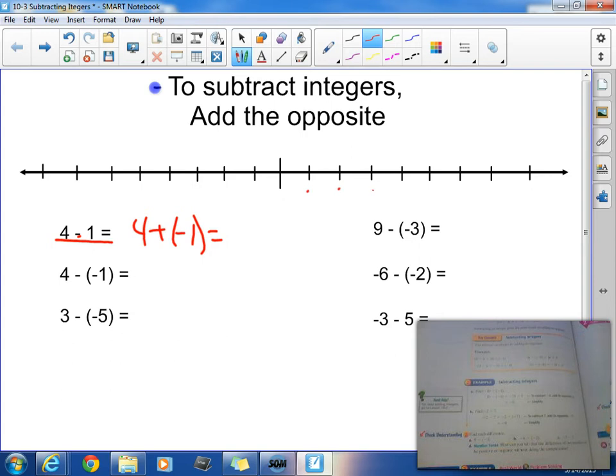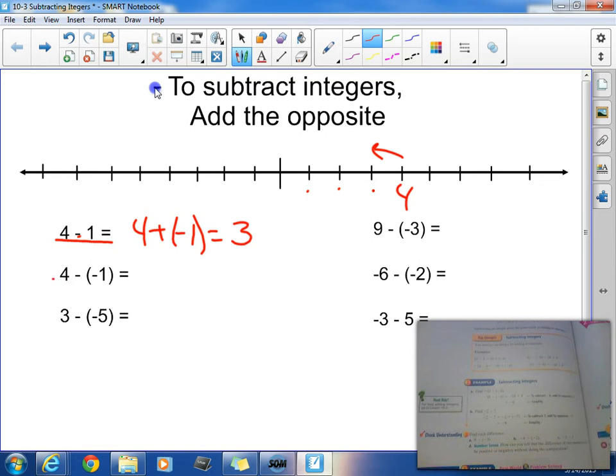So it's going to look like this. We're going to start 1, 2, 3, so that's 4. Now we're going to add a negative 1. Okay, so negative 1 is going to take us back this way here, so we're going to be at 3. So 4 minus 1, or 4 plus a negative 1, equals 3. Makes a lot of sense. Let's go and do another one.